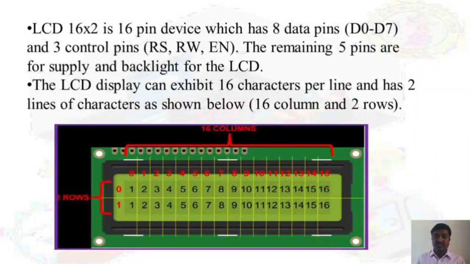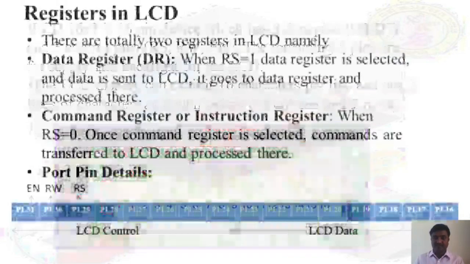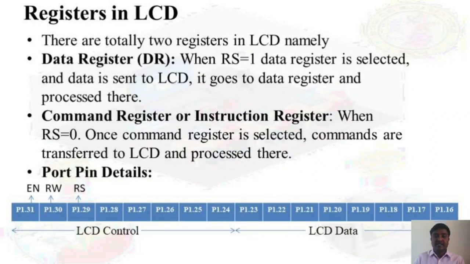Here we are using LCD 16x2, meaning 2 rows and 16 columns. It is a 16 pin device which has 8 data pins and 3 control pins, and the remaining 5 pins are for the supply and backlight for the LCD. So as I said, the LCD display can exhibit 16 characters per line and has 2 lines of characters, 2 rows and 16 columns. There are totally 2 registers in the LCD. One is the data register, another is the command register or instruction register.